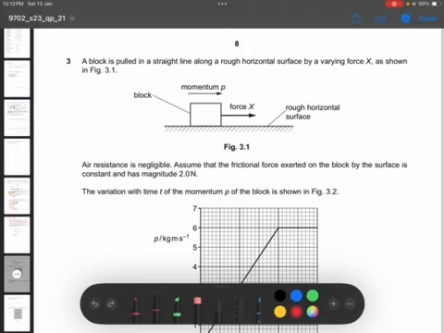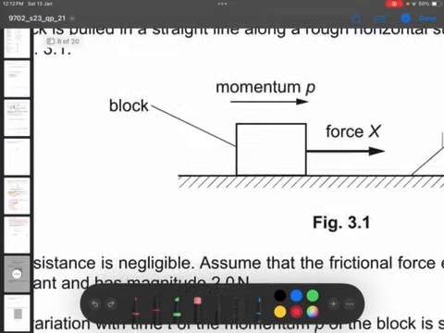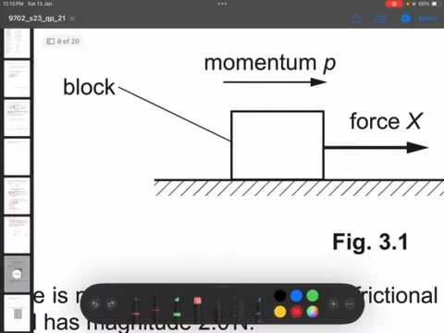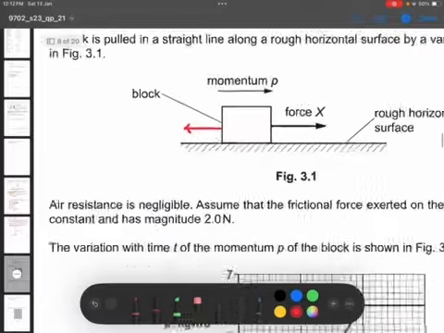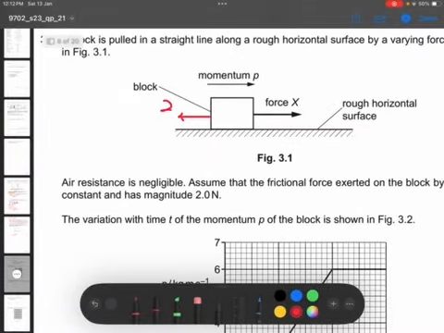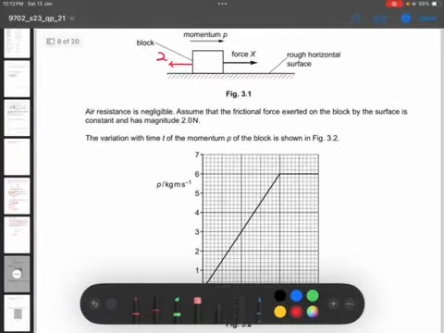Air resistance is negligible, so we don't have actual air resistance, only a frictional force between the ground and the block. Assume that the frictional force exerted on the block by the surface is constant, and there's a magnitude of 2. So our frictional force, we are told it's constant. Obviously, it will be going in the opposite direction here. And also, it has a constant magnitude of 2.